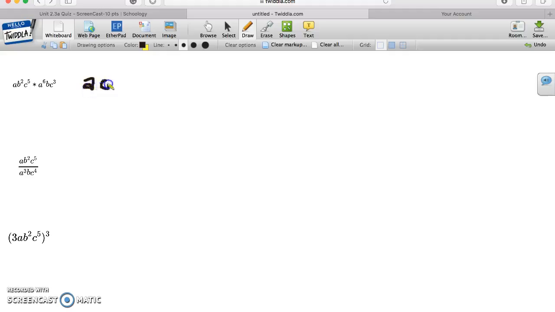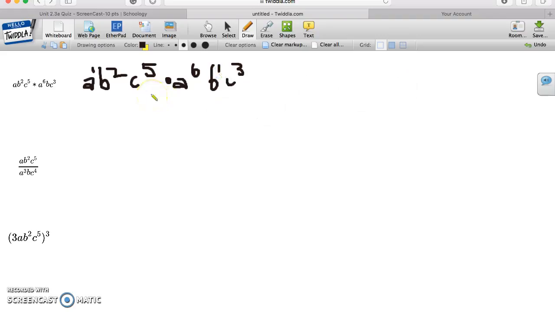So A, B, second, and C to the times. Excuse my awful writing, by the way, but it's all good. Okay, so I basically like to see the variables A right here and B right here as 1, because they're 1A and 1B, so we can just put a 1 right there.